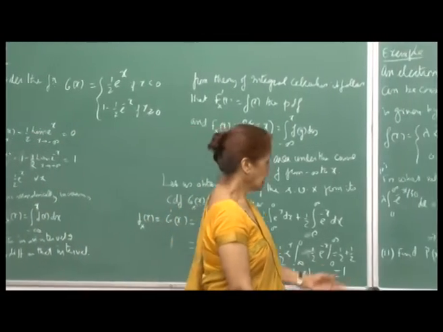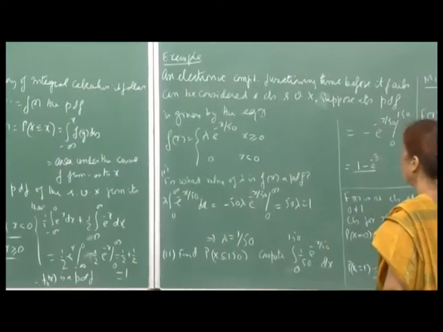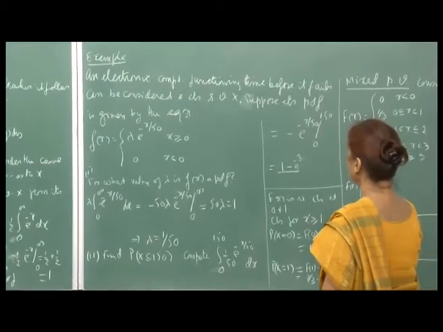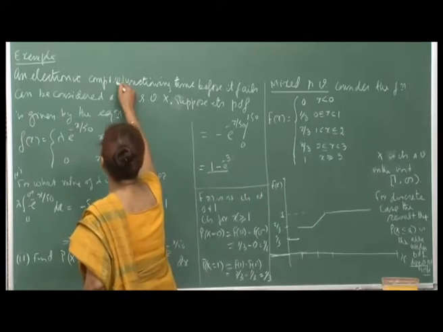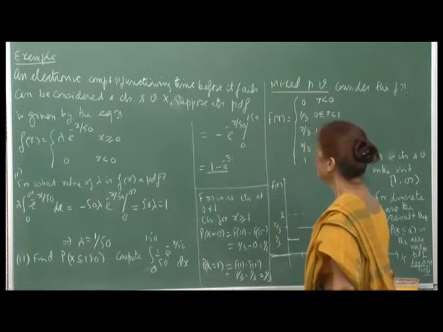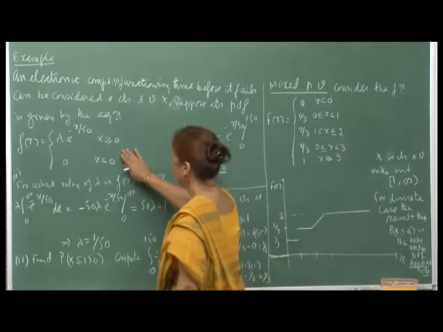So, therefore, we have verified that your small f x is a PDF and also that this is a CDF. Okay. Let us take another example of this now. An electronic component's functioning time before it fails can be considered a continuous random variable x, and suppose its PDF is given by this.